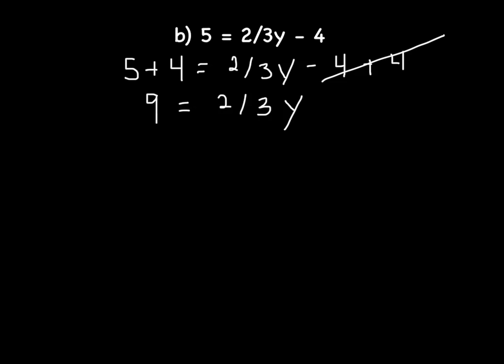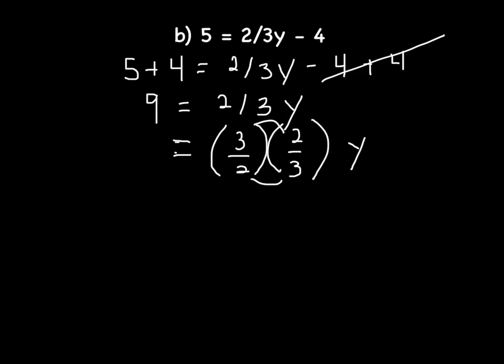Now we have to deal with the fraction that's being multiplied by y. If we want to have 1y, we have to multiply by the reciprocal. The reciprocal of 2/3 is 3/2. 3/2 times 2/3 makes 6/6, which is the same as 1. So we have 1y. If we multiplied the 2/3 by 3/2, then we have to multiply the 9 by 3 over 2 as well.